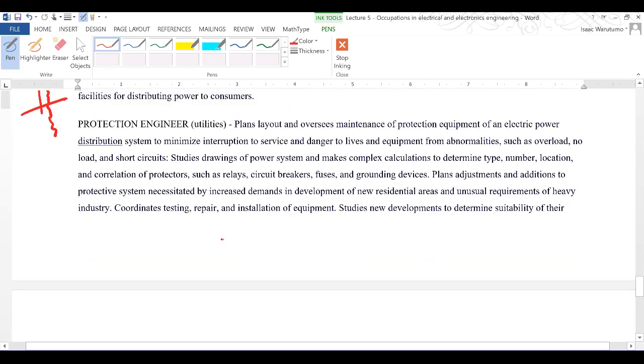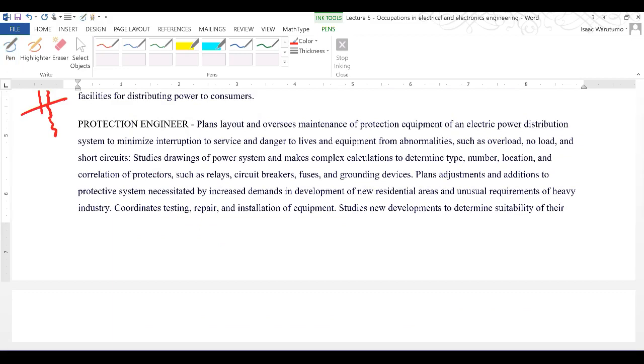We just have one more engineer to discuss, which is the protection engineer. The protection engineer plans the layout and oversees maintenance of protection equipment of an electric power distribution system to minimize interruption to service and danger to lives and equipment from abnormalities such as overload, no load, or short circuit. Now think about this.